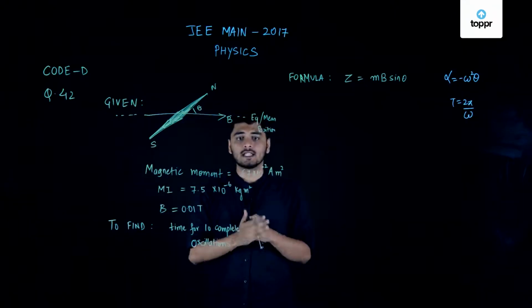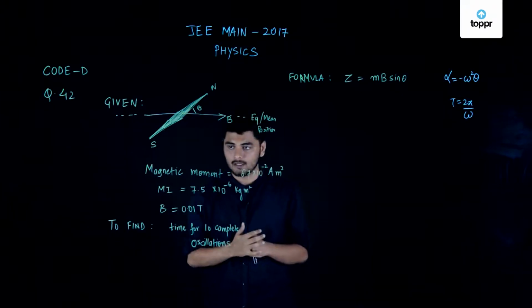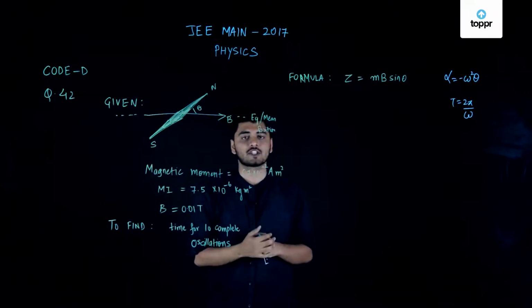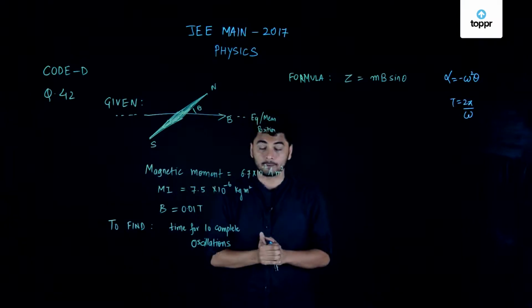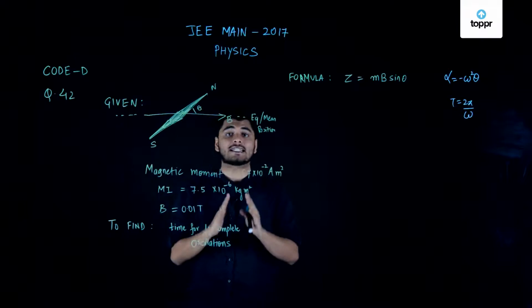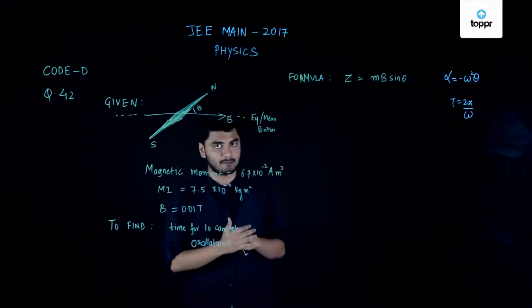We have been given that the magnetic moment of this needle is equal to 6.7 into 10 raised to the minus 2 ampere meter square, and the moment of inertia of this needle is equal to 7.5 into 10 raised to the minus 6 kg meter square. We need to find out what time it would take for this needle to complete 10 oscillations. इस पूरे needle को 10 oscillation complete करने में कितना time लगेगा?